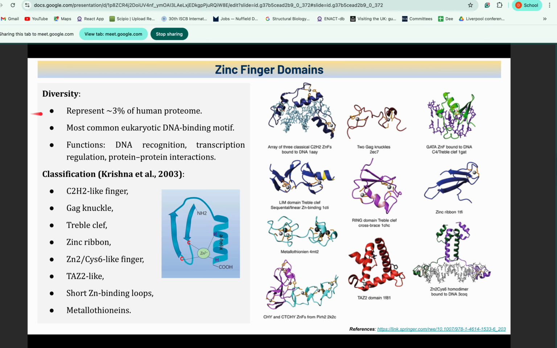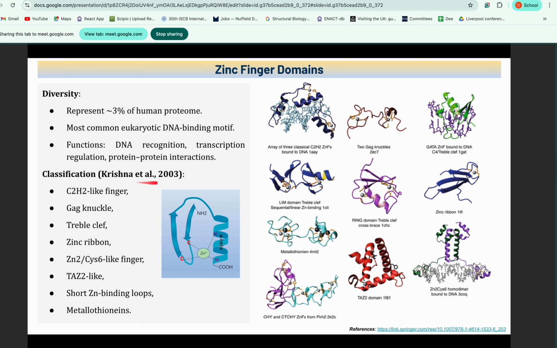Okay, now we'll see the diversity. So these zinc finger domains are also diverse. They represent 3% of the human proteome. So if we look into the entire proteins which are present, around 3% of them include the zinc finger domain structure. And they are the most common eukaryotic DNA binding motifs. And the function is DNA recognition, transcription regulation, and protein-protein interactions.